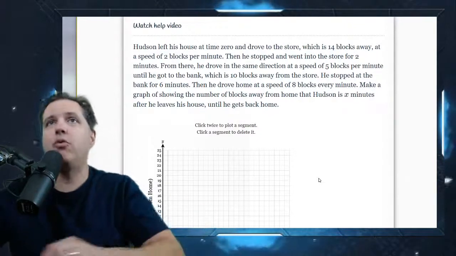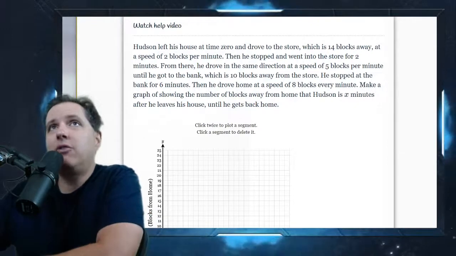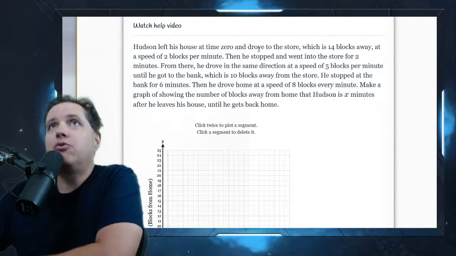So I want to walk through one with people so you can see how this works. Hudson left his house at time 0 and drove to the store.